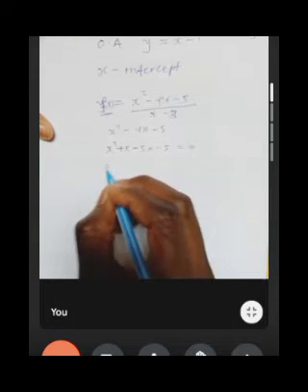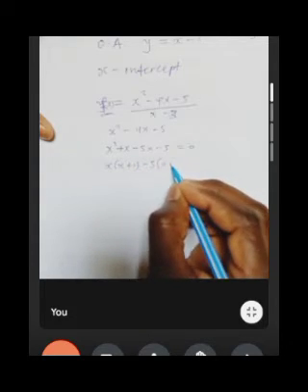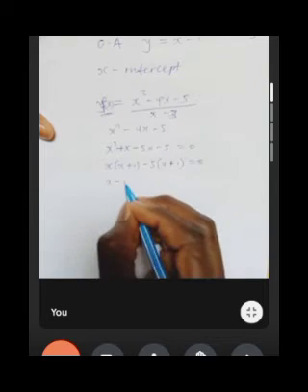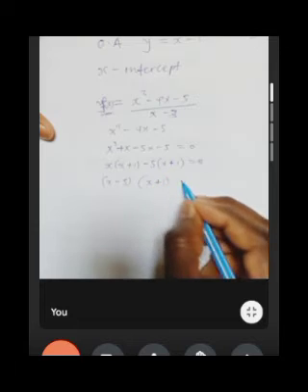So definitely we're going to have x open, x minus 5, then x plus 1, equal to 0. So we're going to have x minus 5, and also x plus 1, equal to 0.